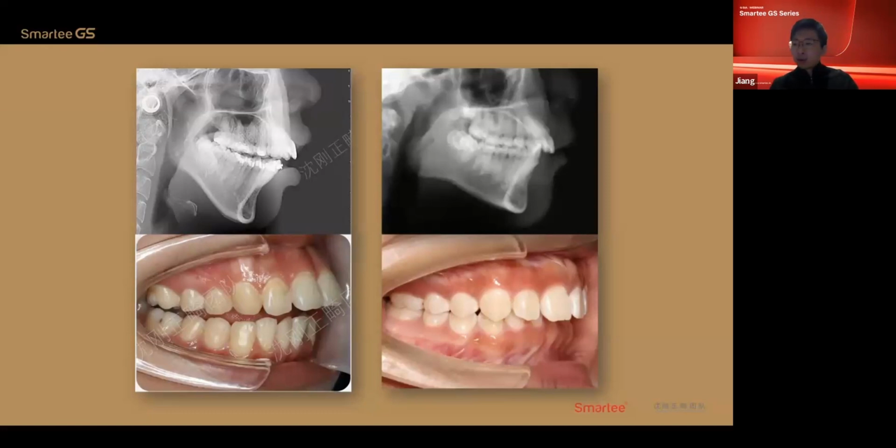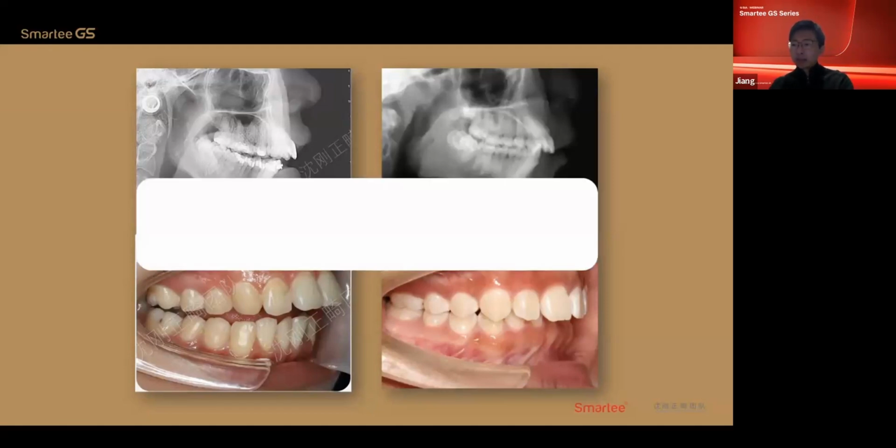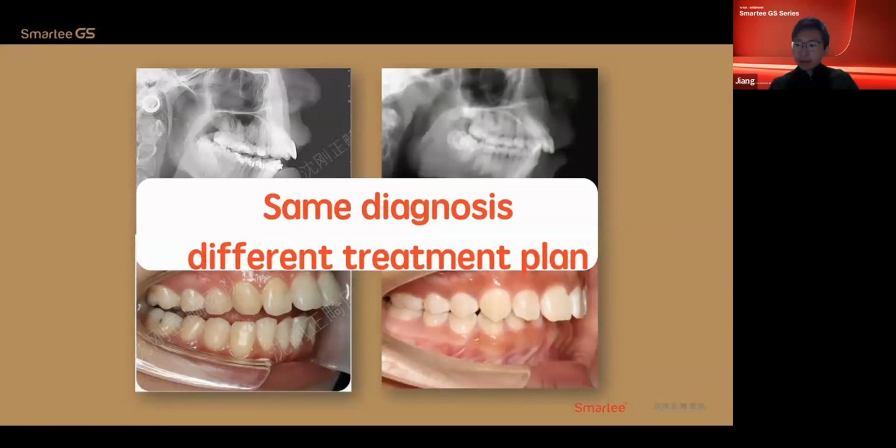So although they have the same diagnosis, skeletal class 2 and molar class 2, they actually have different etiology and different treatment plans. For the first patient, why does this malocclusion come about? It is because of condylar resorption, a pathological reason. But for the second patient, maybe it's a physiological reason. It's because of the narrow upper arch, which forced the mandible backward.